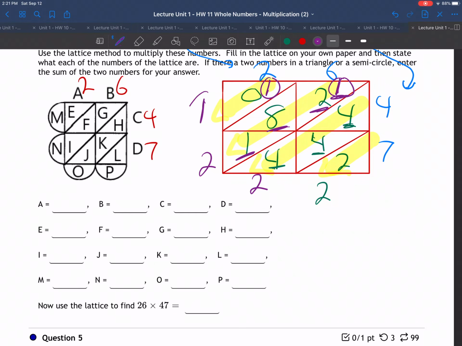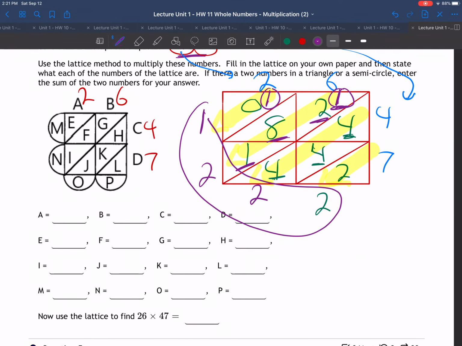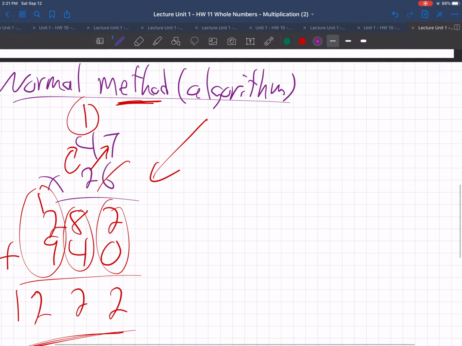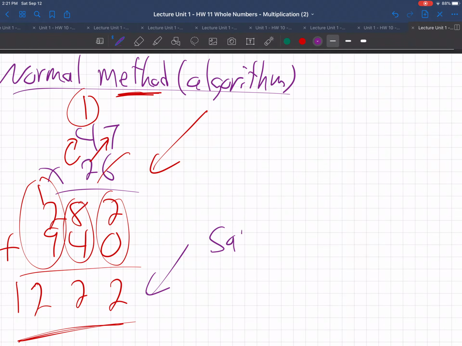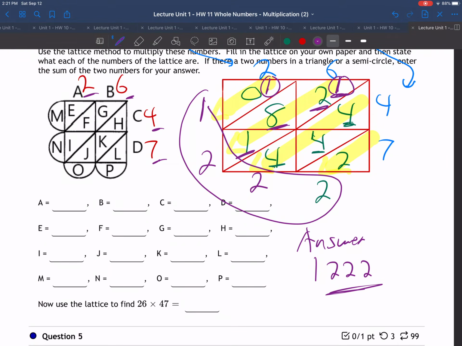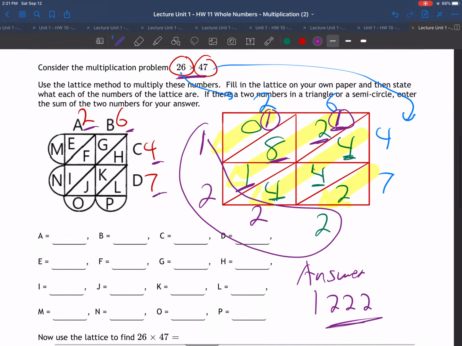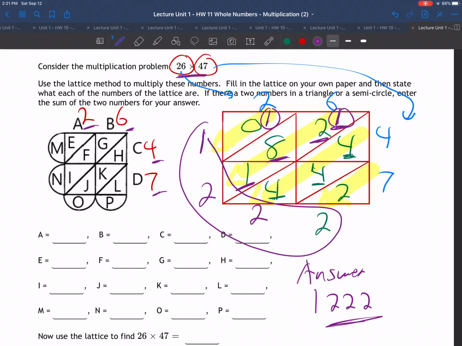And what's our answer? It's right here. Remember, it's not the 2, 6, 4, 7, because the 2, 6, 4, 7 were the original numbers. So the answer is 1, 2, 2, 2, which I was looking at here to prove it's the same. Same answer we got with the standard method, standard algorithm, isn't it? It's exactly the same answer. 1, 2, 2, 2. That might seem weird to you. Do you see how that happened?